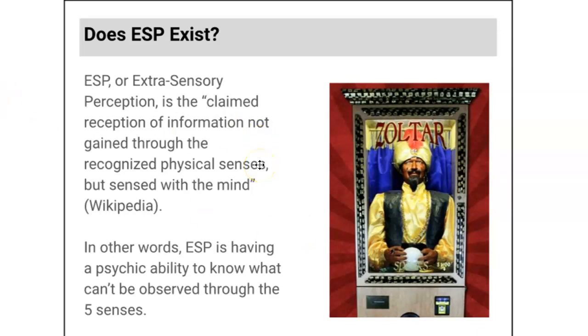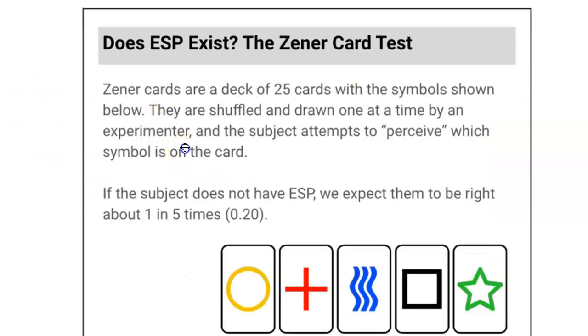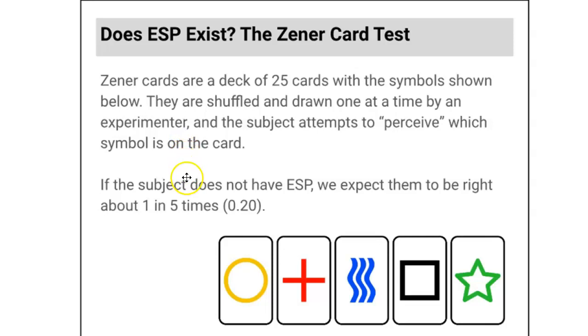However, it's very difficult to prove, quote unquote, that ESP doesn't exist because there are a lot of chances, a lot of coincidences that make it seem as if it does exist. One way that we can test to see whether ESP exists is through something called the Zener card test. Zener cards are 25 cards with these symbols that are down here. They're not regular playing cards, they're symbol cards.